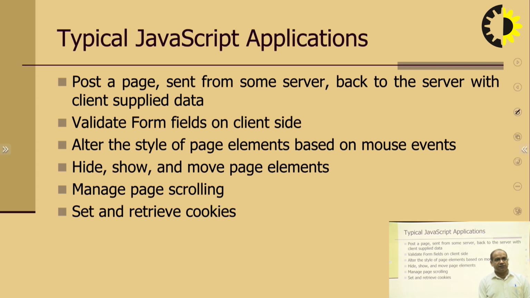So typically, JavaScript applications you have seen on your web browser. Once we post a page sent from some server back to the server with client-supplied data, we also use JavaScript to validate form fields on the client side, alter the style of page elements based on mouse events, hide, show and move page elements, manage page scrolling, and also set and retrieve cookies. So JavaScript is basically a client-side scripting language. These are the applications for which we use JavaScript.